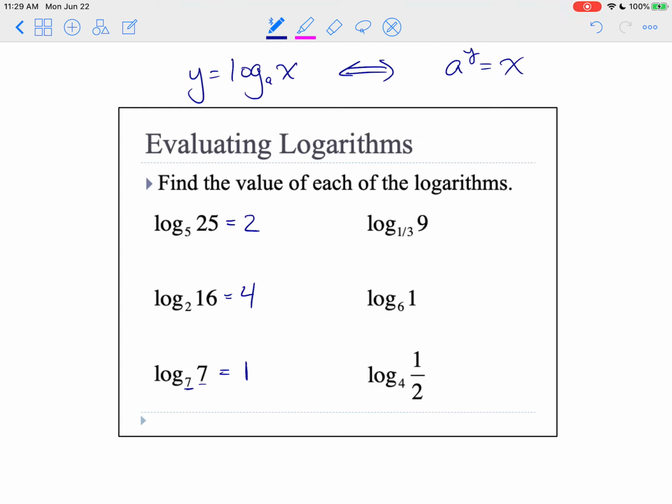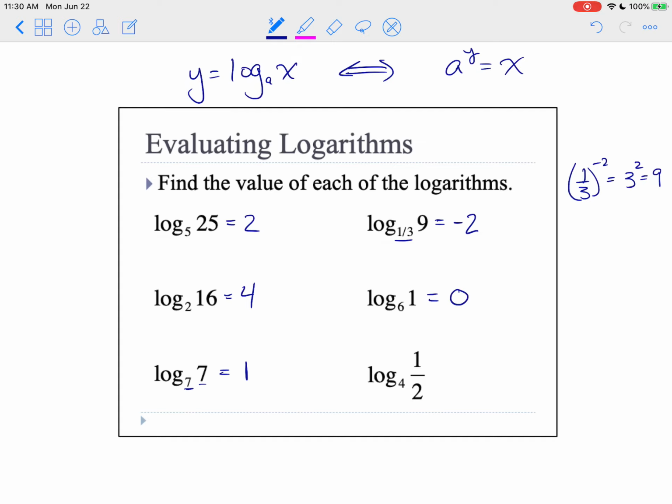So log base 1/3 of 9. I don't look at this and say log base 1/3 of 9 equals. In my head, I'm thinking, what would I raise 1/3 to get 9? And I know somebody out there is saying, I would raise it to the negative second power. That is correct. The negative takes the reciprocal. 1/3 to the negative 2 gives me 3 squared, which is 9. What would I raise 6 to get 1? Right? 0. Anything to the 0 power is 1.